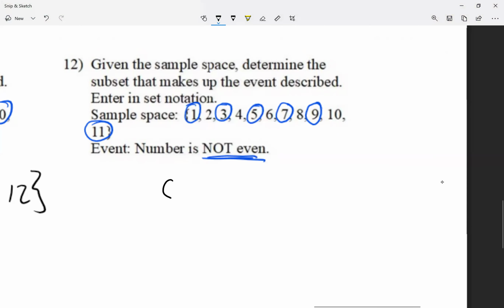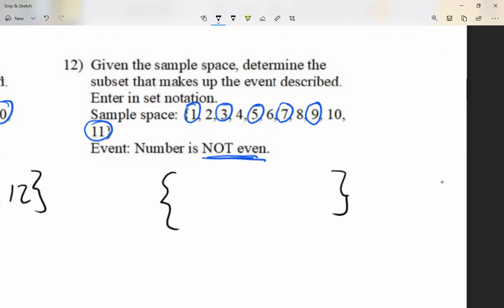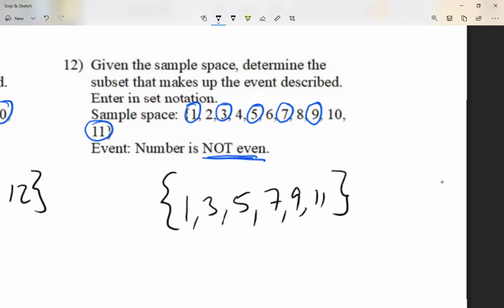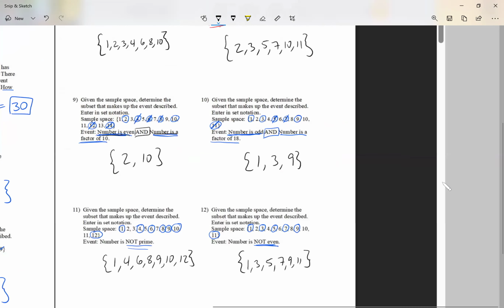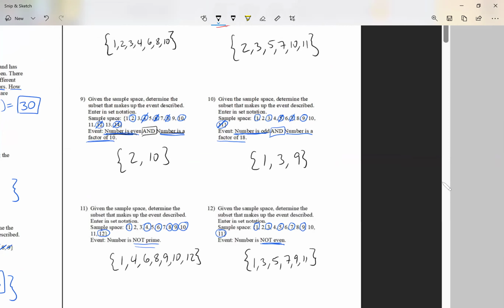So my brackets are there. Let me fix my first bracket. Then my choices are 1, 3, 5, 7, 9, 11. Do notice that in all of my answers, my choices were always separated with a comma.